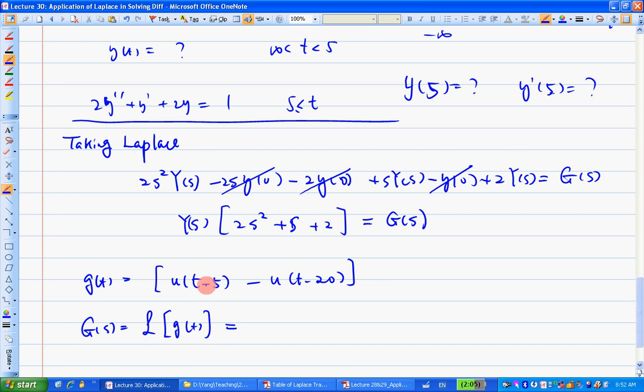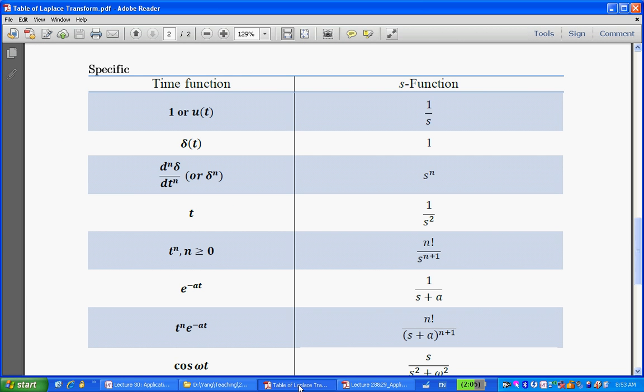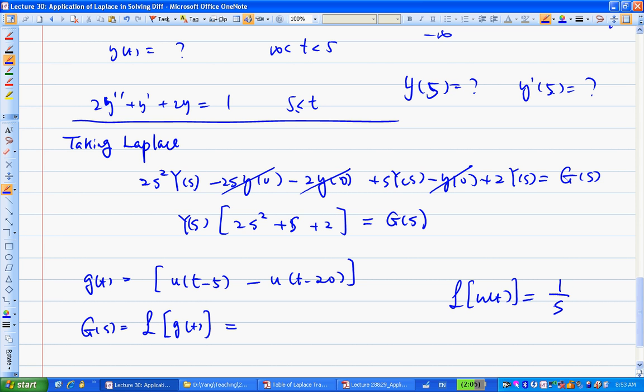So the question is, what is the Laplace transform of u of t minus 5, or what is the Laplace transform of u of t minus 20? But first, what is the Laplace transform of u of t? Which is? 1 over s, right? So the u of t minus 5, compared to u of t, is just a shift. It's just a shift to the right by 5.